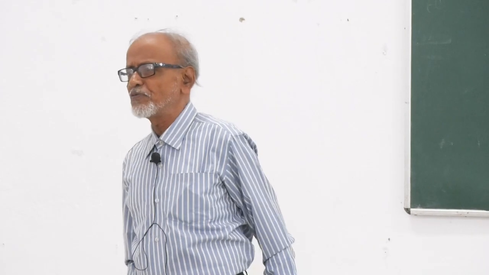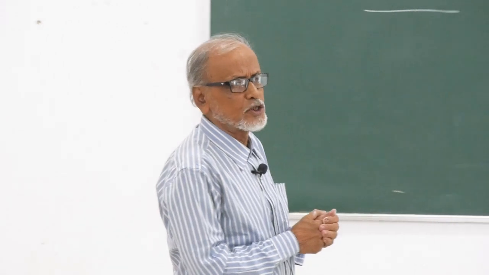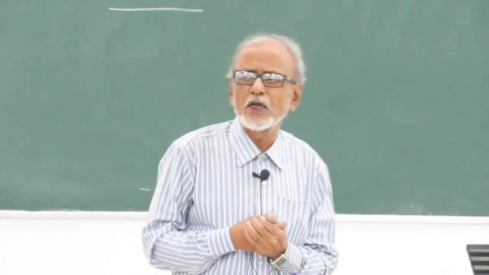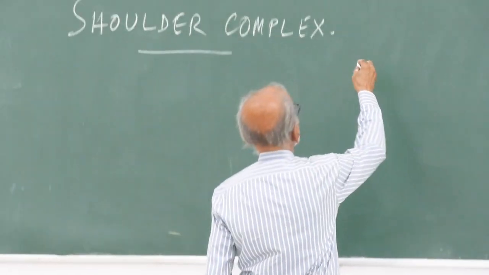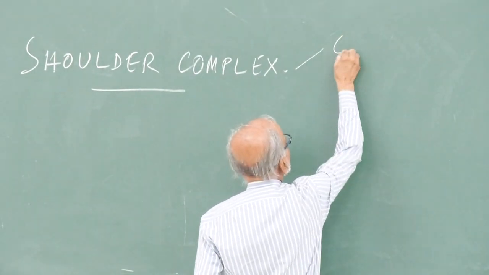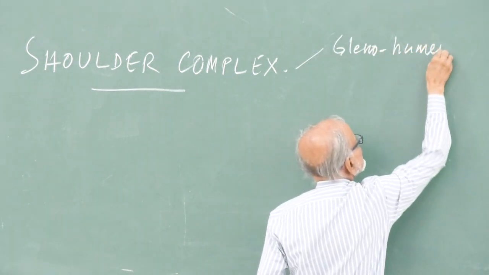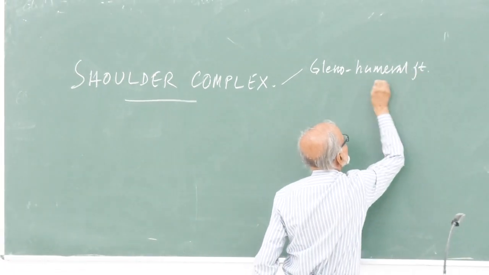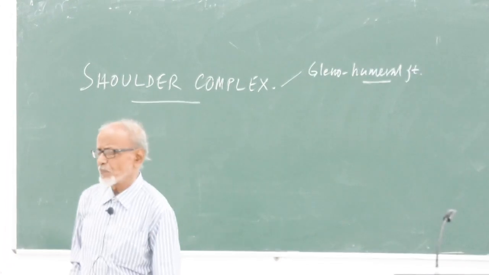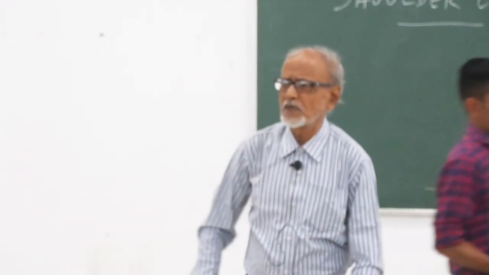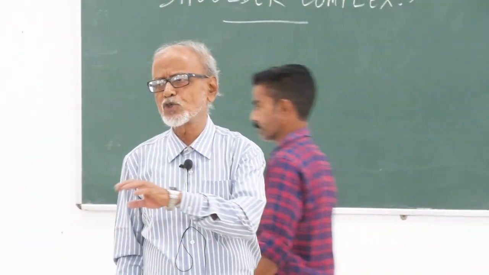By shoulder complex, first of all, the first component is obviously the shoulder joint proper, meaning the glenohumeral joint. So in the shoulder complex the first element is the glenohumeral joint. What type of joint is it? It is easy. It is a ball and socket, polyaxial ball and socket joint.